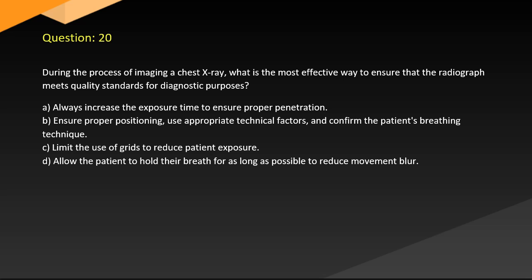Question 20. During the process of imaging a chest X-ray, what is the most effective way to ensure that the radiograph meets quality standards for diagnostic purposes? A. Always increase the exposure time to ensure proper penetration. B. Ensure proper positioning, use appropriate technical factors, and confirm the patient's breathing technique.